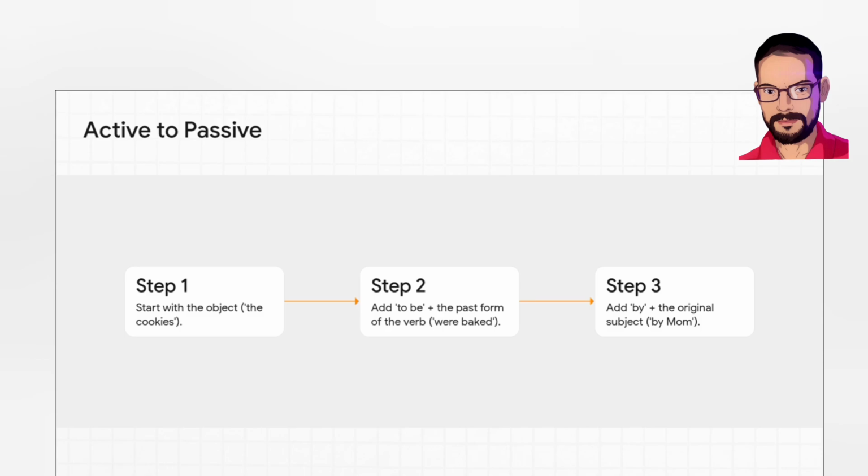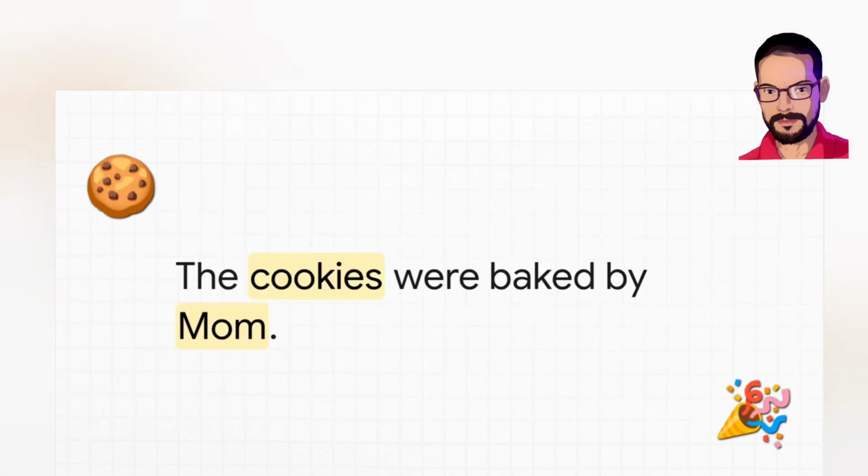Great, we're going to move that right to the front. Step 2, we need to tweak the verb. We add a form of to be, so baked becomes were baked. And finally, step 3, we can bring back our original doer, Mom, by just adding the word by. And just like that, voila, the cookies were baked by Mom. We did it! We successfully flipped the sentence. It's a simple little formula that takes the focus off Mom and puts it right onto those delicious-sounding cookies.